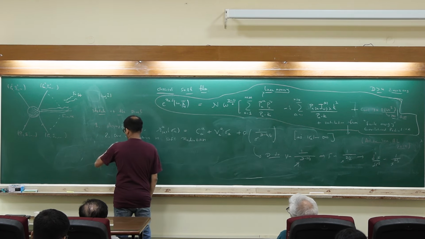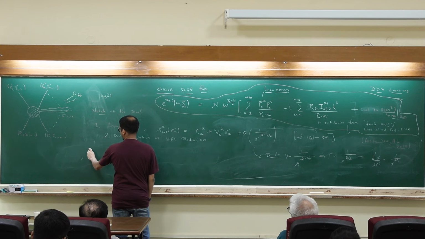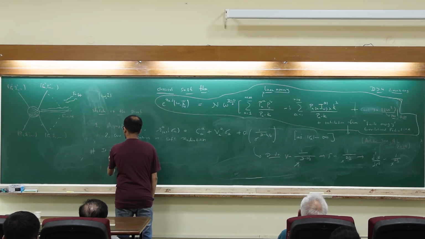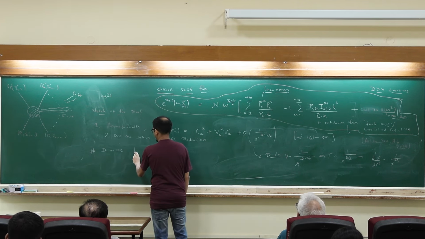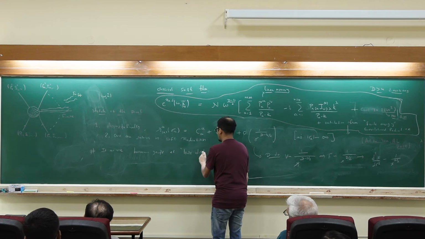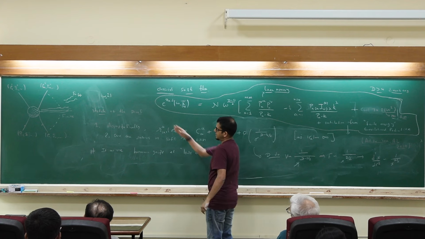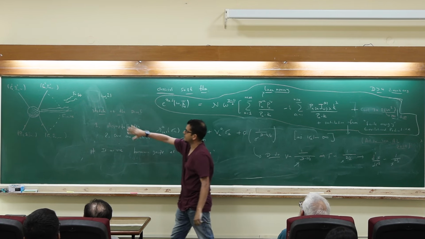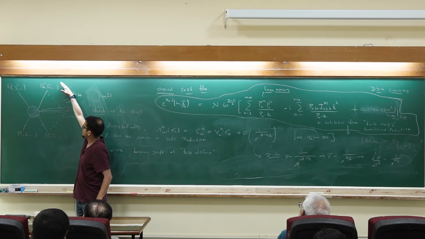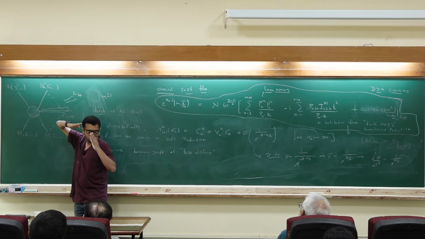Now, let me write the equation. Please ask if this point is not clear: we use harmonic gauge at large distance. What is extremely important in all this is that we are only interested in radiation. We are not interested in the gravitational field which is here. And at large distances, of course, we have assumed that the space-time becomes flat.